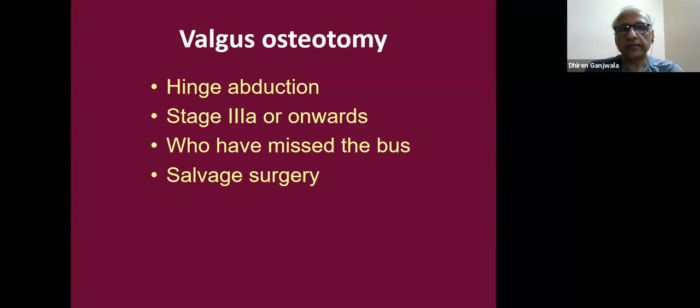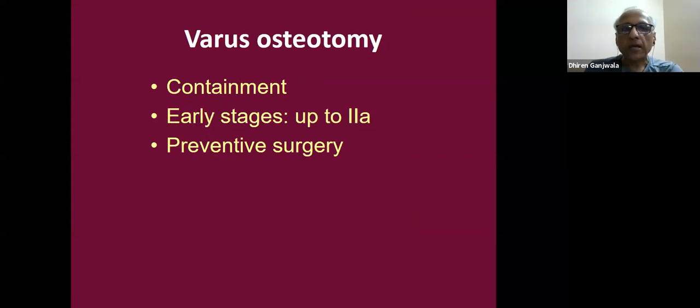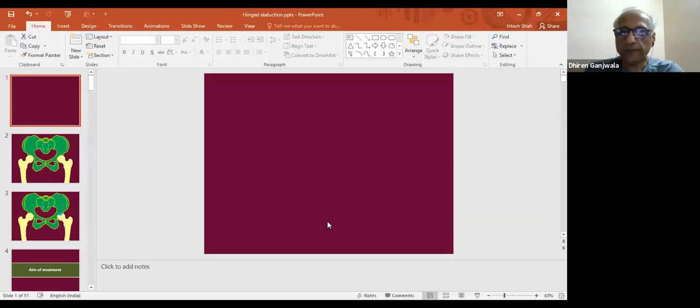On the other end, the varus osteotomy, which we do for containment, is for the early stages up to 2A, and it's a preventive surgery so that the femoral head deformation can be avoided. Yeah, so that was about hinge abduction. Any question about hinge abduction or valgus osteotomy?